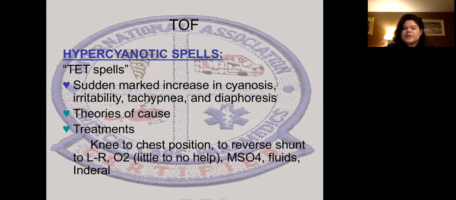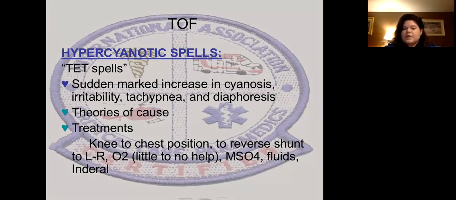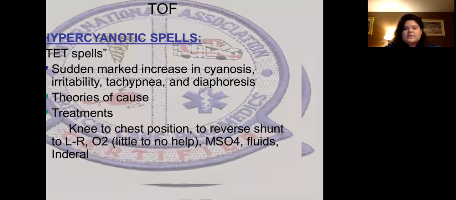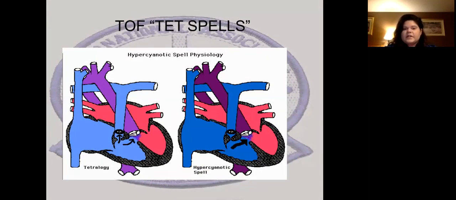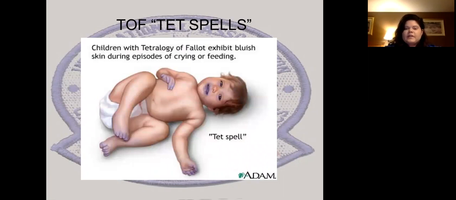The knee-to-chest position reverses the shunt to left to right; O2 is little to no help. So that position really opens everything up. It shunts the blood so that it's going where it needs to be, so that they can breathe easier. It's a TET spell, or hypercyanotic spell. And this is kind of what they look like. That's a little bit of an older kid to have tetralogy of Fallot. They typically find it a little bit earlier with your little blue babies.